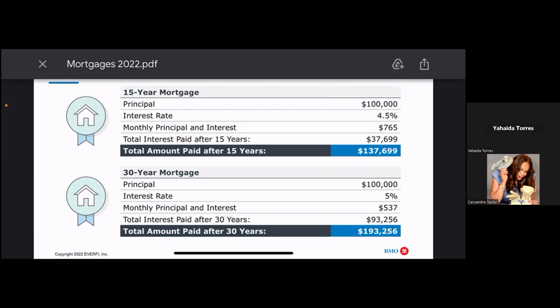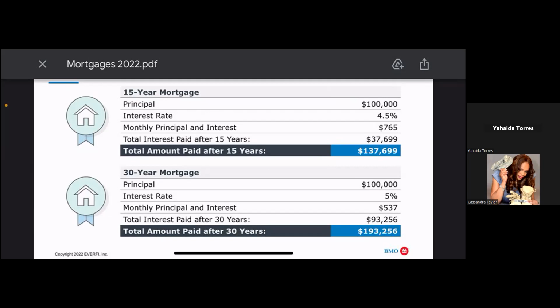After the initial term ends, the rate, again, is automatically adjusted monthly, quarterly, or even less than that, just depending on how your loan is structured. Because of this, your monthly mortgage payment can vary over time. It can increase or it can decrease.